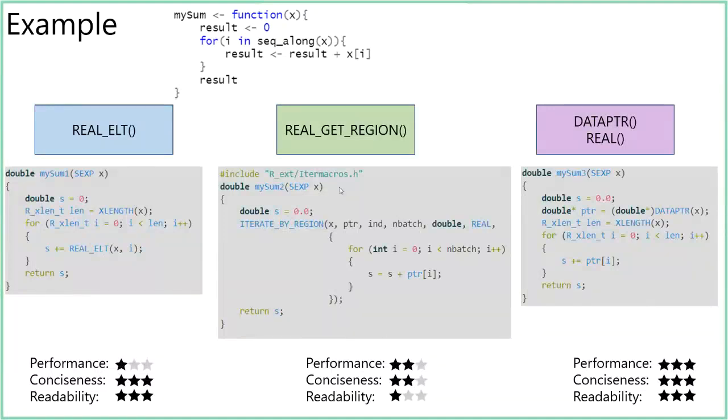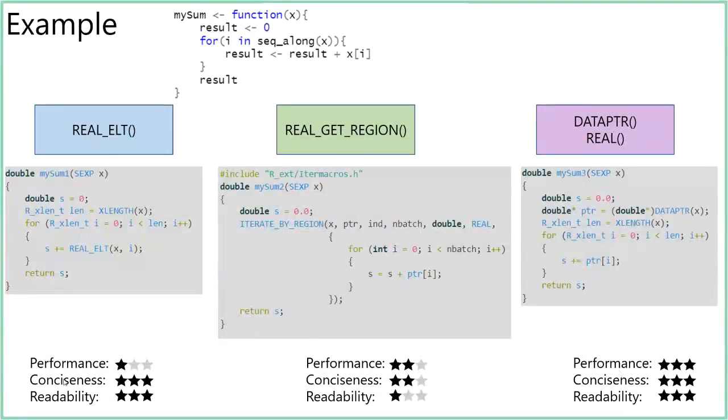And for the get region one, you still need to call get region to get the data from x, but this time you get a chunk of data from x, so it has better performance. And for the data pointer, because working through a pointer in C is extremely fast, this should be the performance beast.